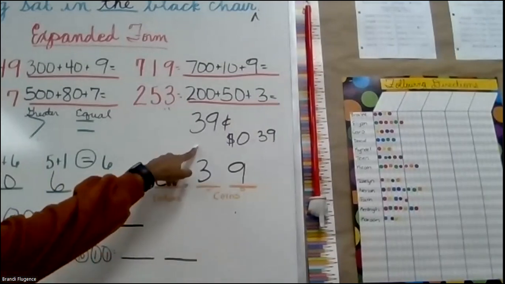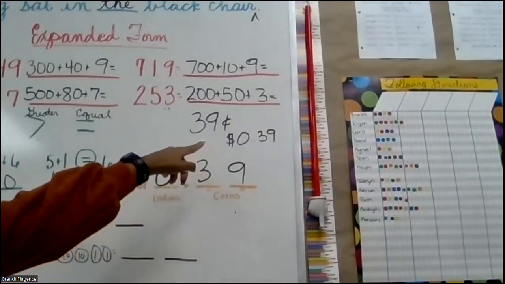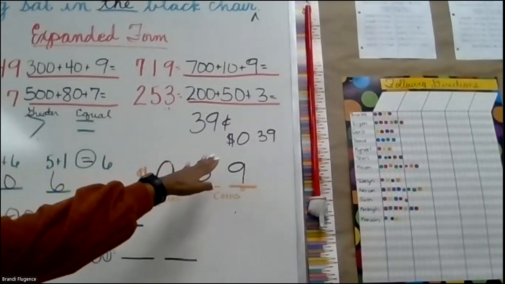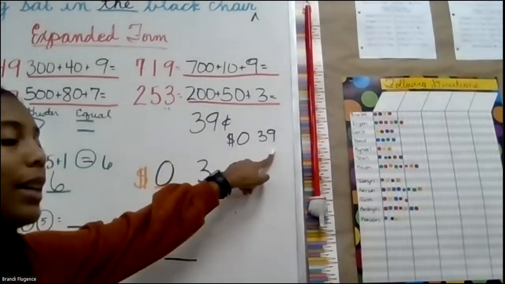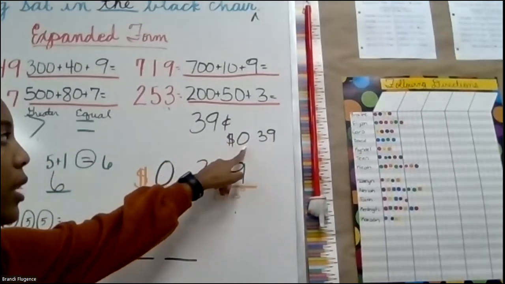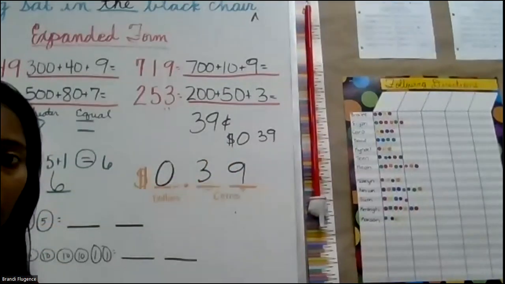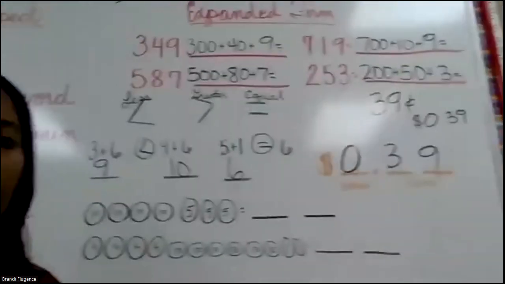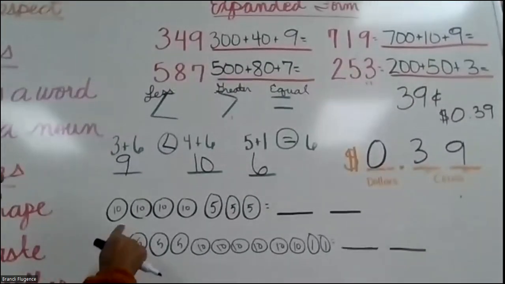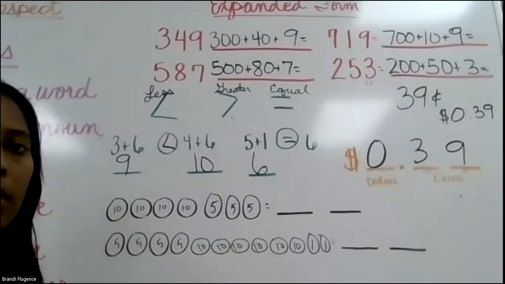That's another way. So these are two different ways we can write these amounts. We can write it the regular way, 39 cents, or we can write it in dollar form, where it's still going to read 39 cents. We're just writing it with a dollar. So we put the dollar symbol, 0 because we have no dollars, dot 39 cents. Okay, so let's look at my coins here. Let's count them and write them in two different ways. Let's look at the first amount up here.